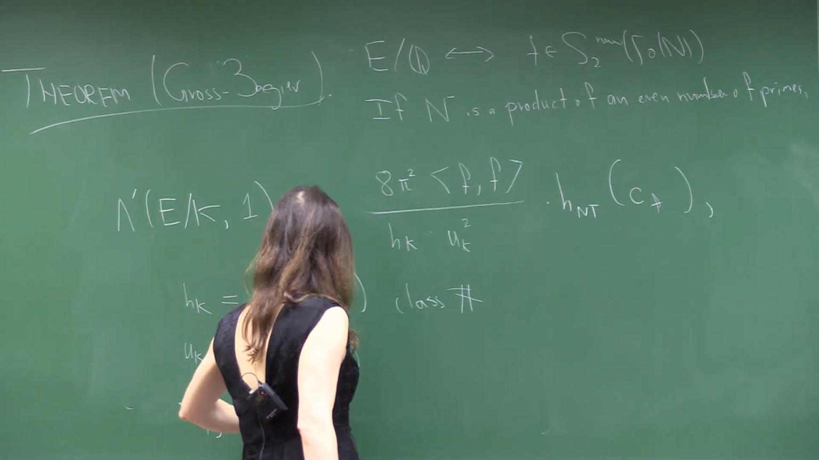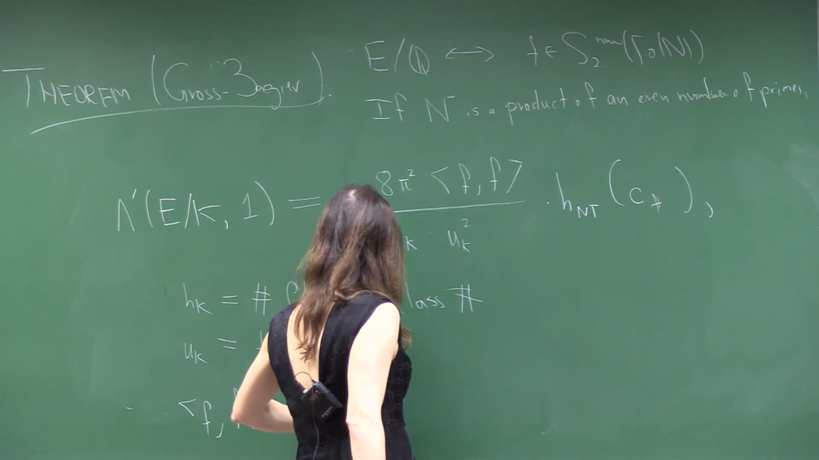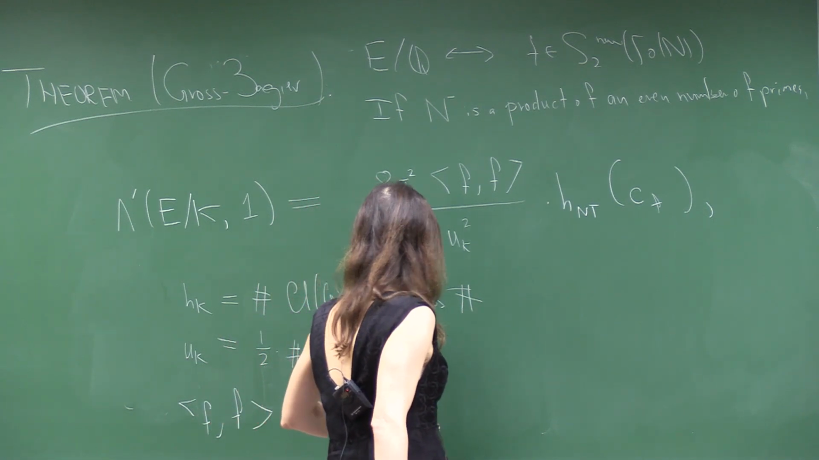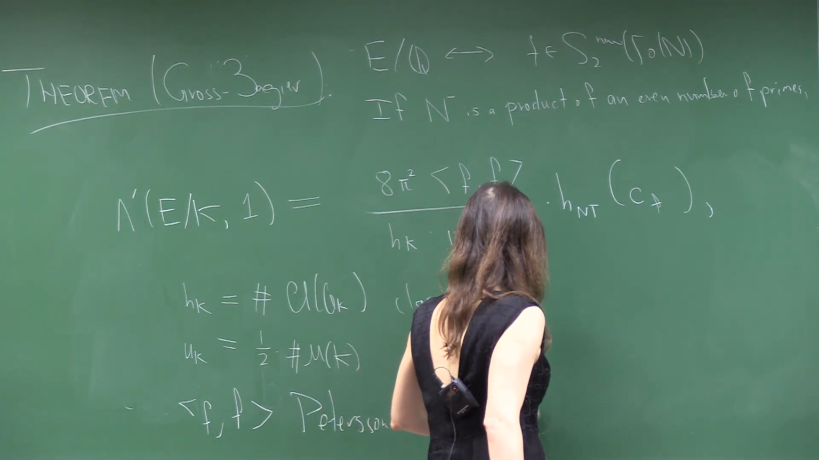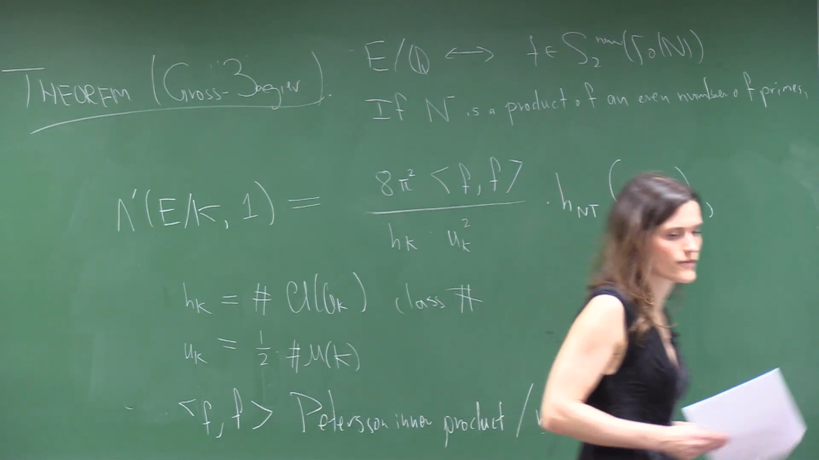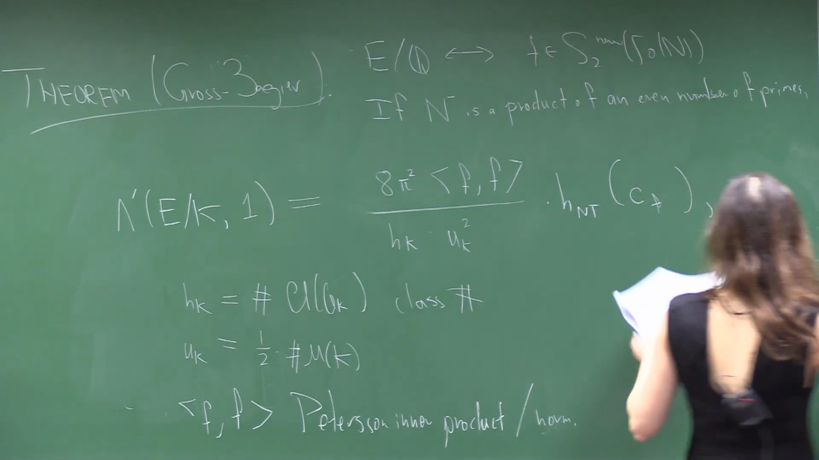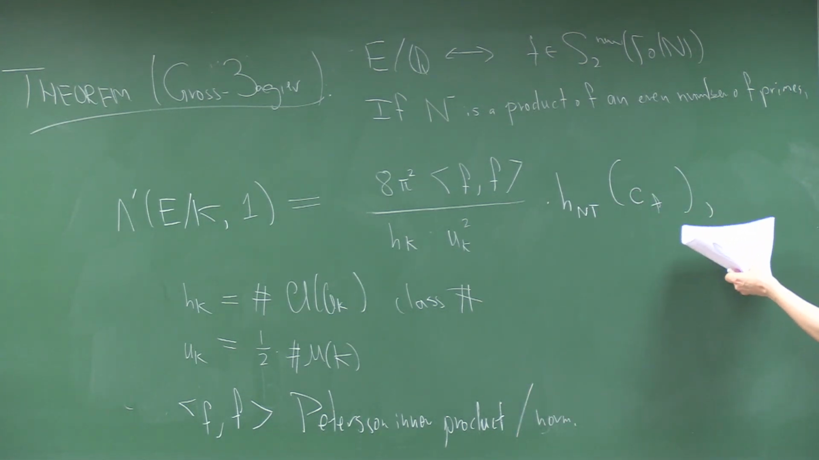This is the Petersson inner product, or norm, of F with itself, the Petersson norm of F. And this here is, in this case, a simple linear combination of Heegner points of discriminant D_K on the modular curve, projected to the F-isotypical component of the complexification of the Jacobian.